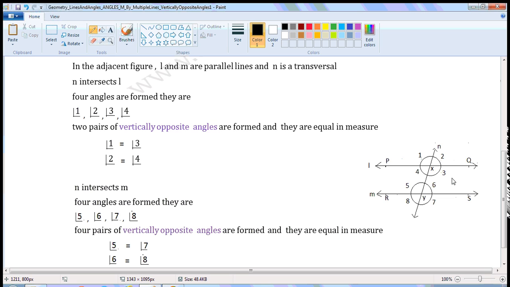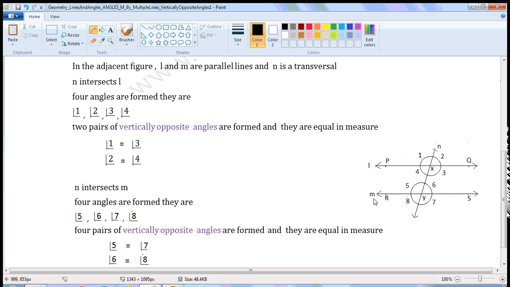Angle 1 and angle 3 form a pair of vertically opposite angles and angle 1 is equal to angle 3. Angle 2 and angle 4 form a pair of vertically opposite angles and angle 2 is equal to angle 4.